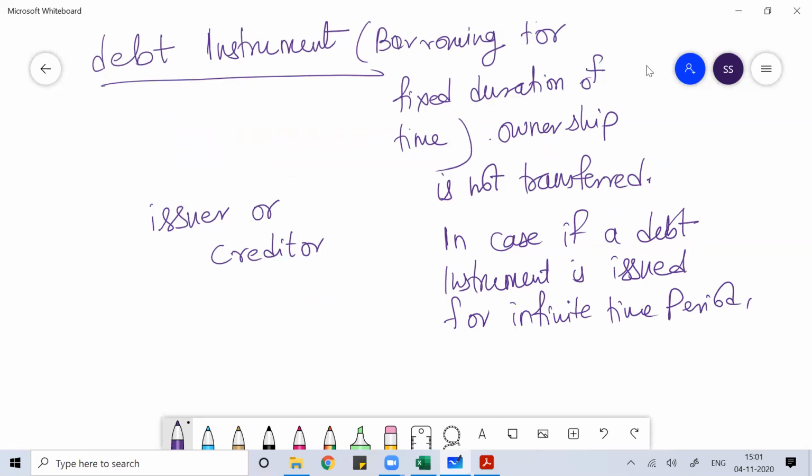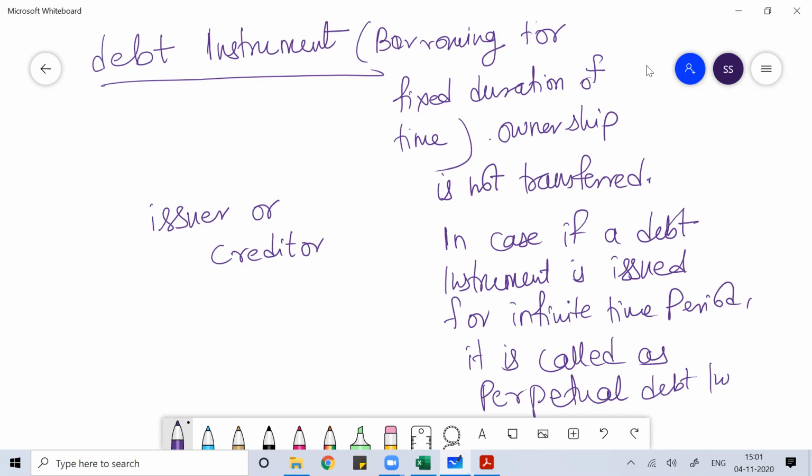There is a word called perpetuity. Perpetuity means infinity. Annuity means a definite time period. It is called a perpetual debt instrument. So you will hear this word perpetual bond. Such instruments, which are issued for an infinite time period, are called perpetual bonds.